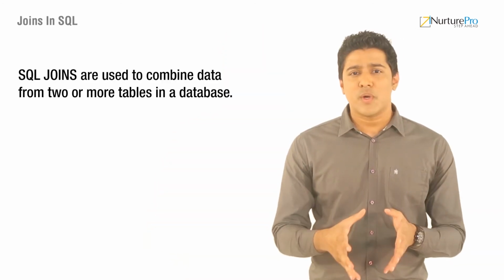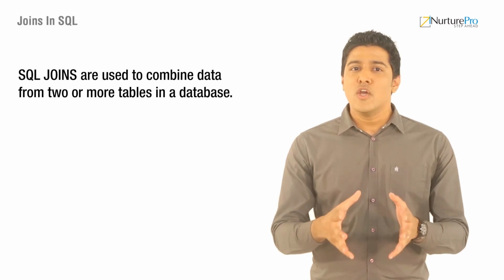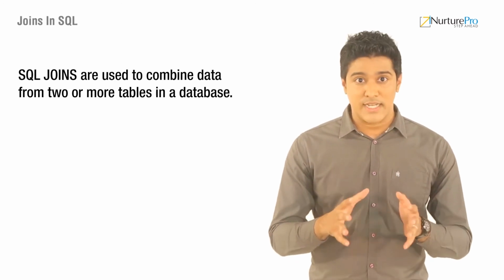Now let us do a quick recap on what we learned from this video. SQL joins are used to combine data from two or more tables in a database. There are different types of joins in SQL: inner join, self join, left outer join, right outer join, full outer join. Inner join is used to return all the rows from both tables as long as there is a match between the columns in both the tables.